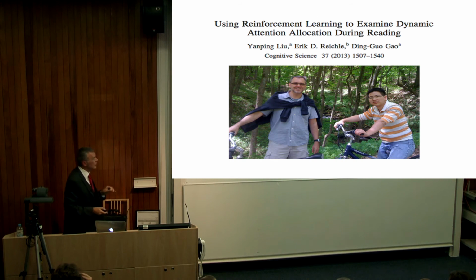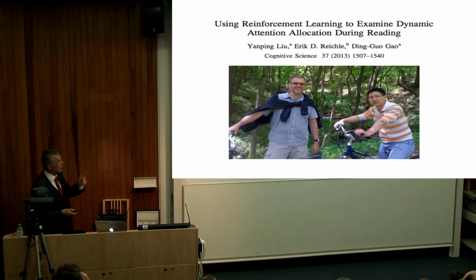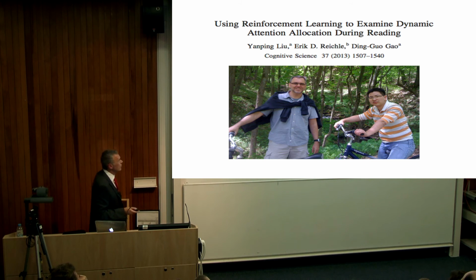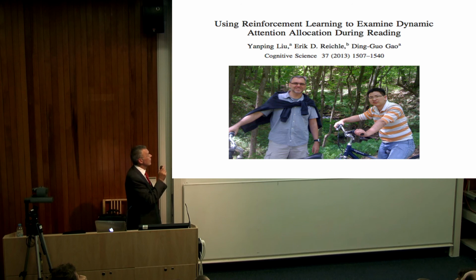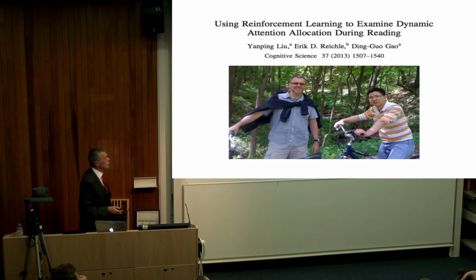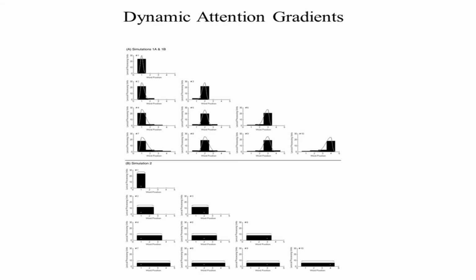Okay, and so this project was done in collaboration with Yanping Liu, the fellow that I met in China during my first trip. And he came over to Pittsburgh in 2010, 2011 to finish his PhD. And this work was actually a part of his PhD project. So what we did across three simulations, simulations 1A and 1B and simulation 2, is we allowed the agents to use these different types of attention gradients, right?